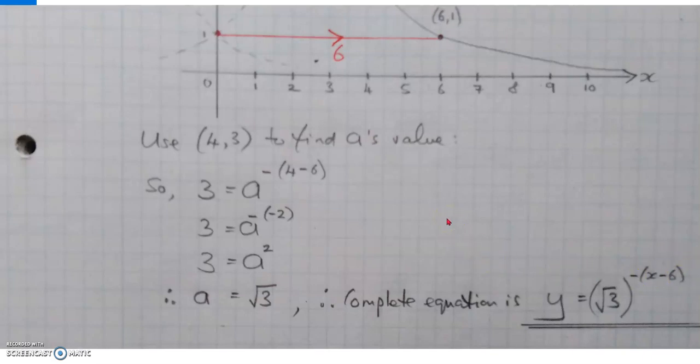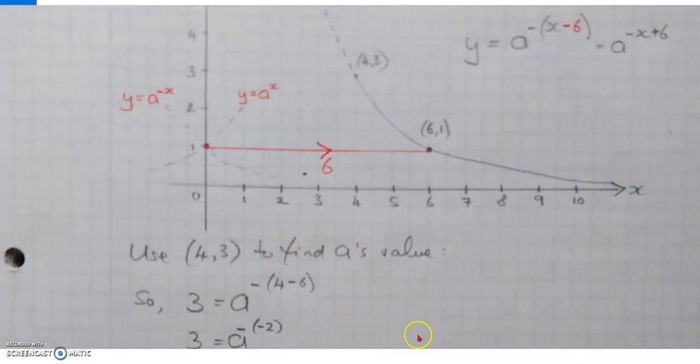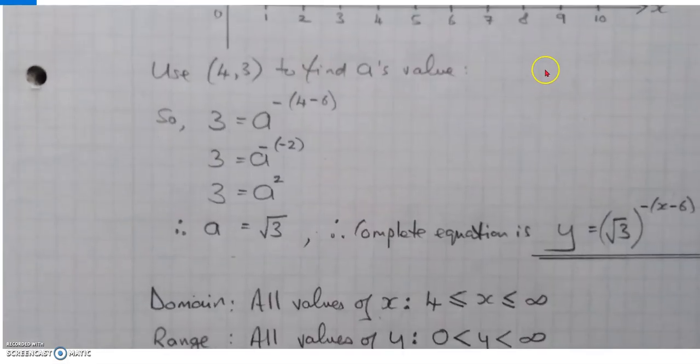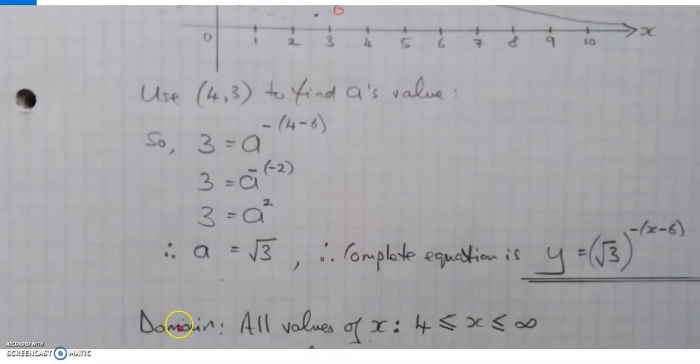Now we need to talk about the domain and the range. Well, the domain is: for which values of x can this graph be drawn? Well, it starts at x equals 4, but it continues all the way along the x-axis. So we will say something like the following, that the domain is all the values of x such that 4 is less than or equal to x, which is less than or equal to infinity.